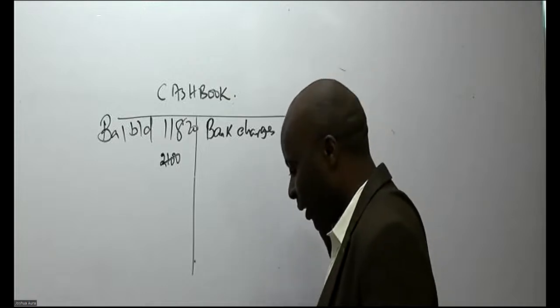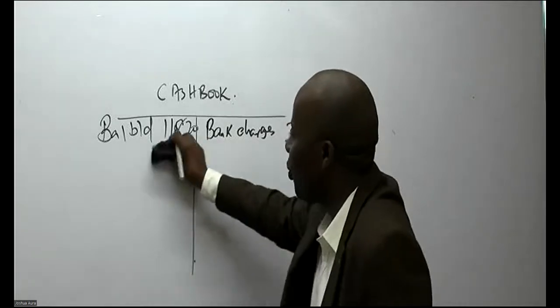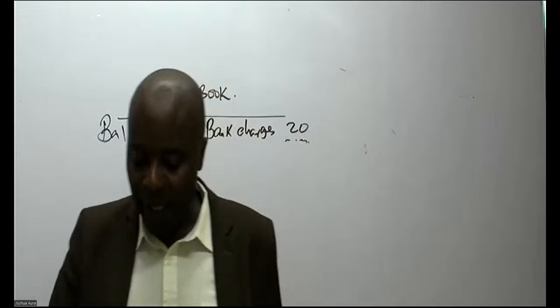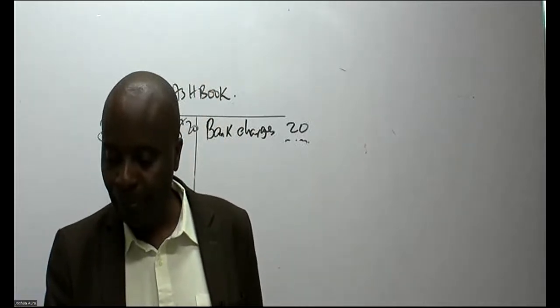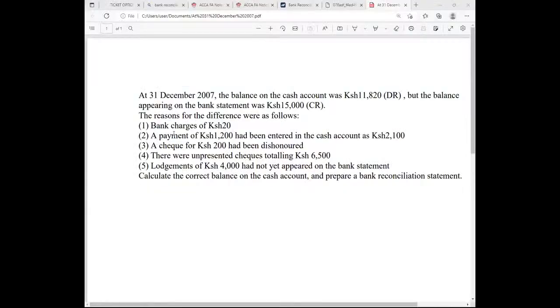But why should I really do that? A good student will tell you that whenever there are discrepancies in the cash book because of an error, go ahead and find the difference. What is the difference here? A payment of 1,200 has been entered in the cash account as 2,100. So first of all, give me the difference between the two. It is 2,100 minus 1,200. That is the error. The error is 900.